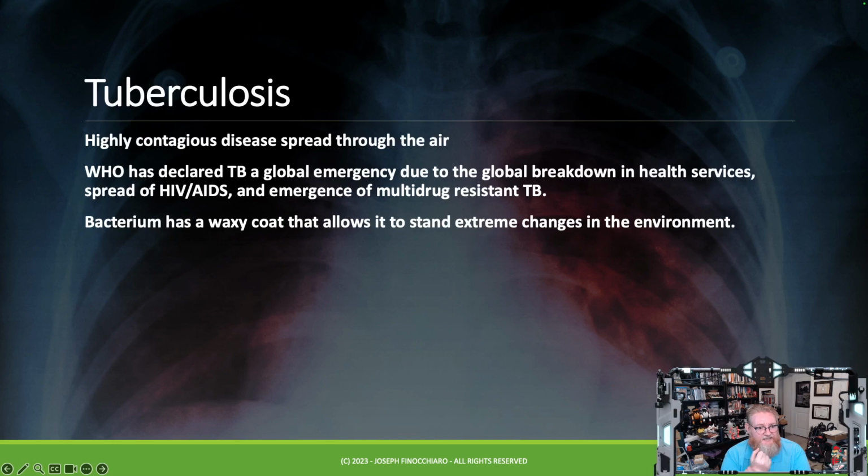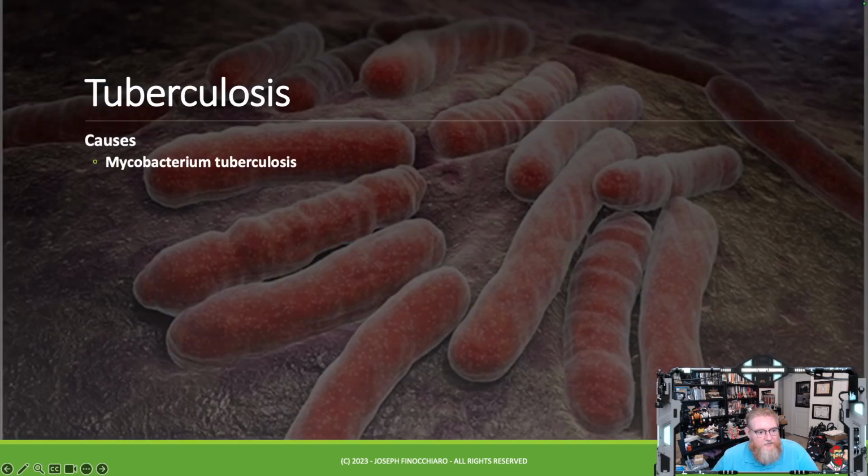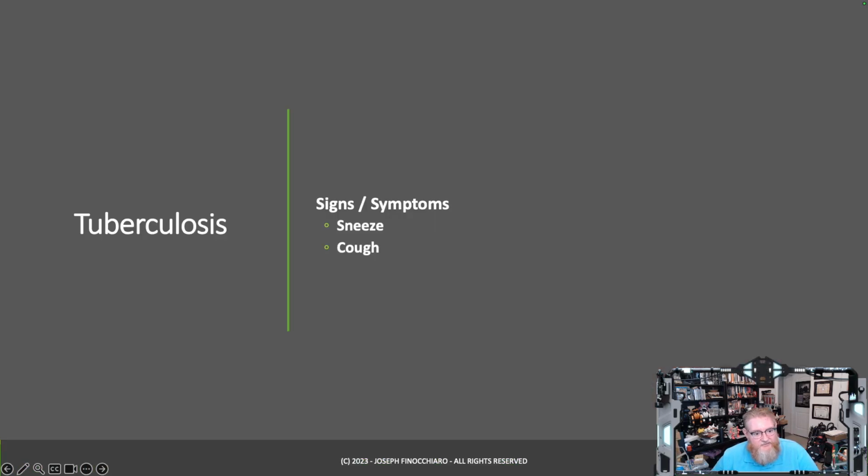Tuberculosis is a highly contagious disease spread through the air. The World Health Organization has declared tuberculosis a global emergency due to the global breakdown in health services, spread of HIV/AIDS, and the emergence of multi-drug-resistant tuberculosis. Mycobacterium tuberculosis has a waxy coat that allows it to withstand extreme changes in the environment. Causes, as I just said, is Mycobacterium tuberculosis. Signs and symptoms are sneezing and coughing.